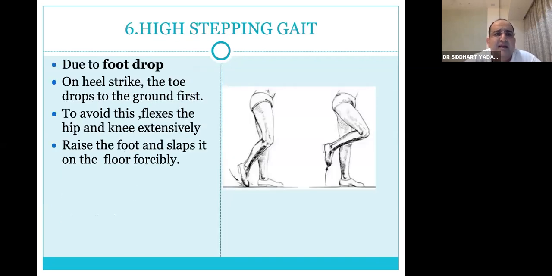Now, what is high stepping gait? This is seen in foot drop. On heel strike, the toe drops on the ground first, and to avoid this, the patient flexes the hip and knee extensively, raises the foot and slaps it back down again. This is called high stepping gait or foot drop gait.